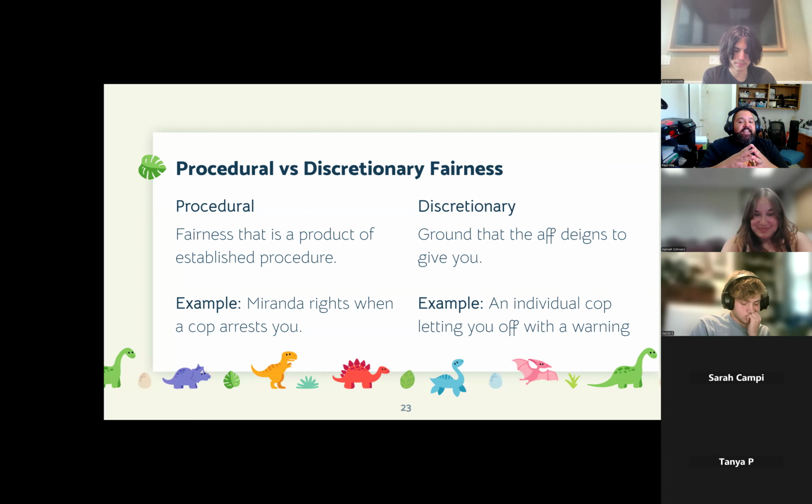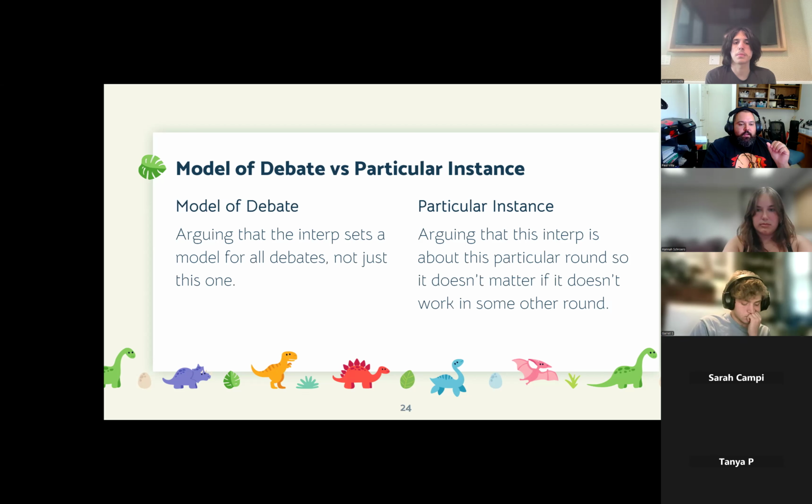Discretionary fairness is just like the AF has deigned to award you search and ground. So this is like an individual cop who lets you off with a warning when you're speeding. There's not a set of procedures that govern this. They're just incidentally, in this particular instance, deciding that you should be allowed to do it. How else does this factor in? There's a distinction, as we'll talk about in just a second, between in-round and out-of-round fairness that is very closely tied to this. We'll come back to that shortly, though.